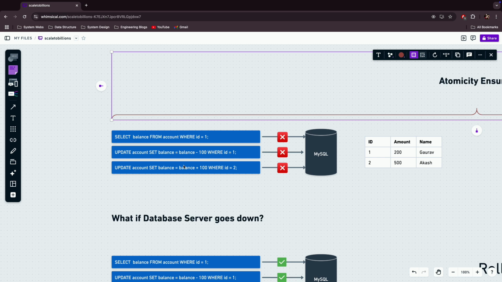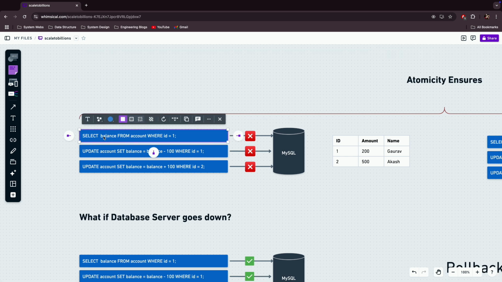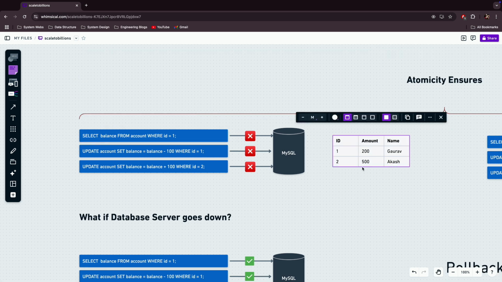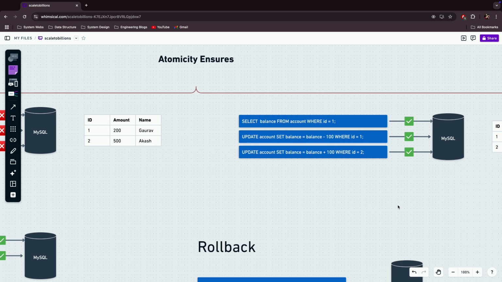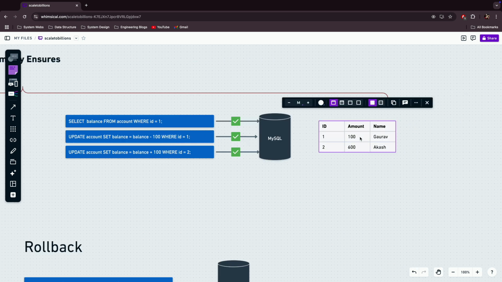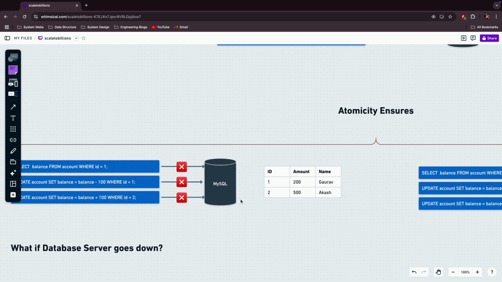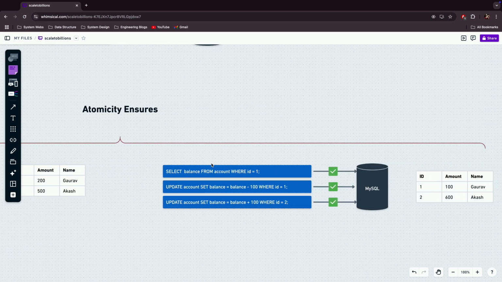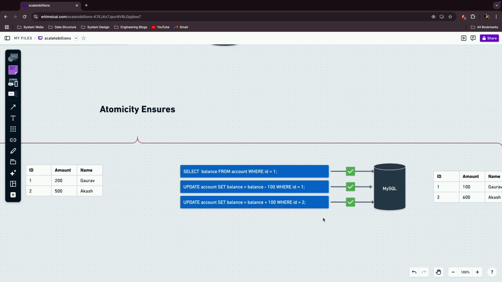If none of the queries is executed, what we can say is nothing has happened. This is the initial state of account one and two, with $200 and $500. If the queries succeeded, you can see the $100 has been deducted from account one and has been added to account two. Atomicity ensures either none of them is executed or all of them have been executed.